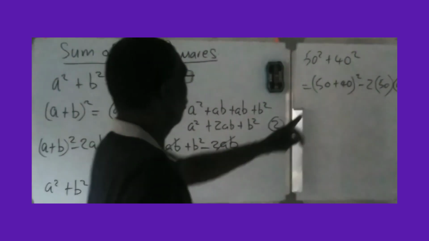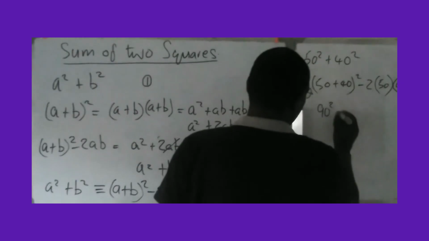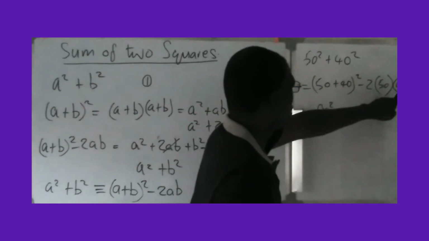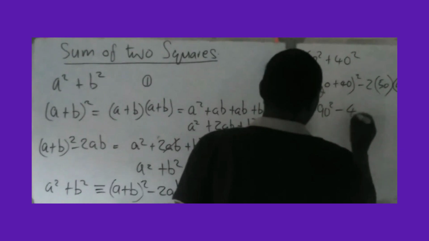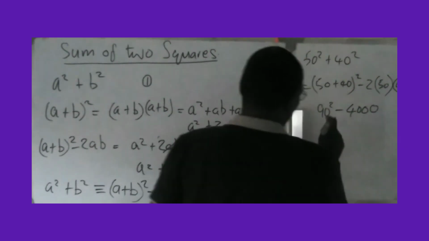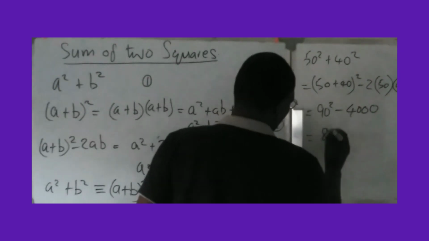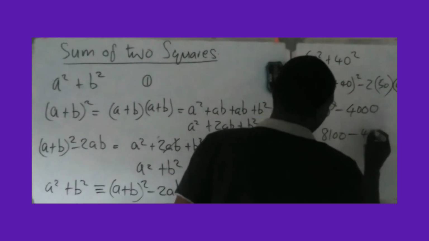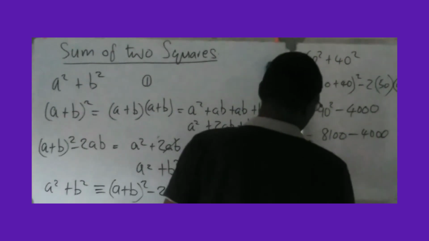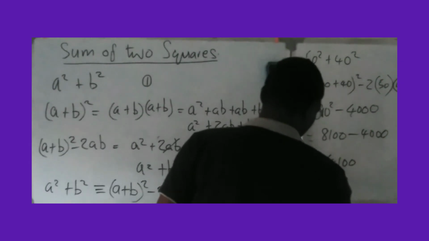Okay, so 50 plus 40 is 90. So I have 90 squared minus 50 times 40 is 2,000 multiplied by 2 is 4,000. So 90 squared is equal to 8,100 minus my 4,000 there, which is equal to 4,100.